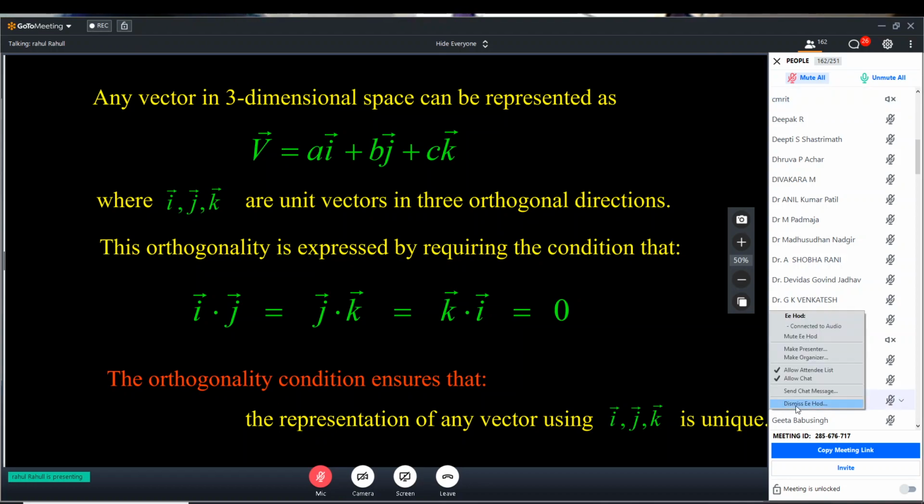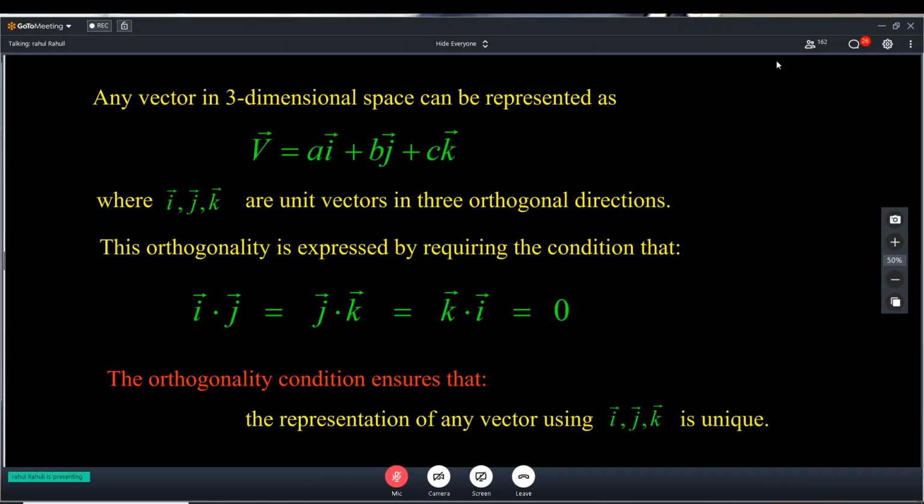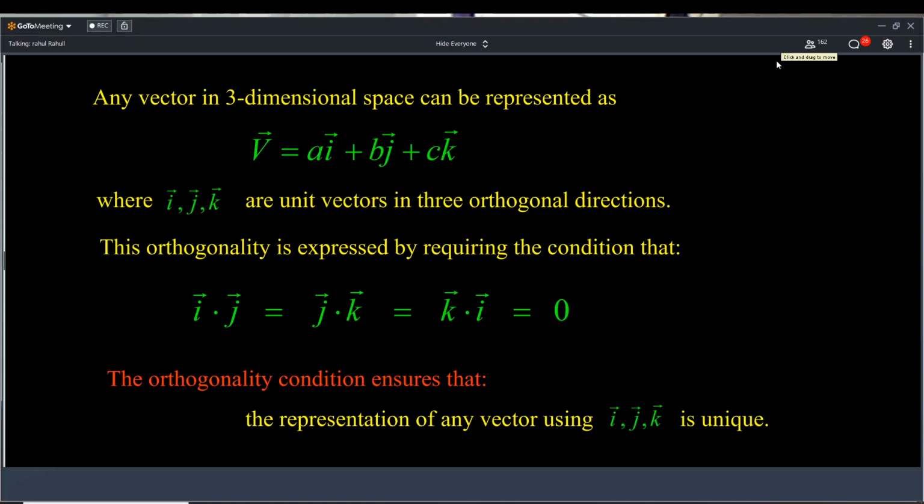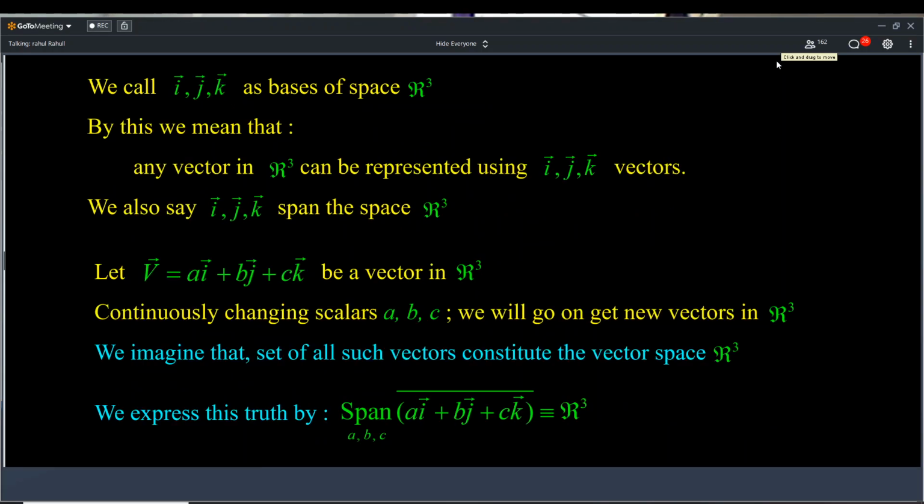So this is the first thing. When you have orthogonal basis functions, the representation that you get will be a unique representation. There will not be any redundancy. That is the first thing to be noted. The second thing is that we call i, j, k a basis. These are the basis for the three-dimensional vector space.